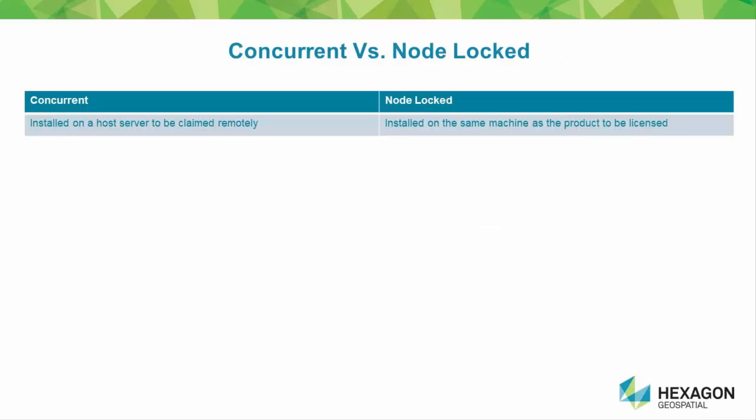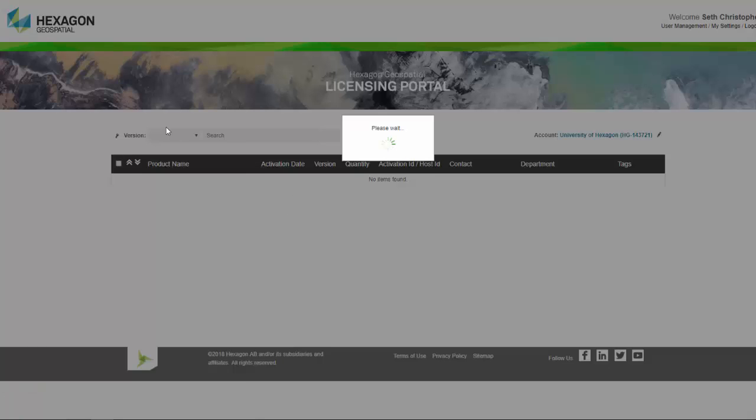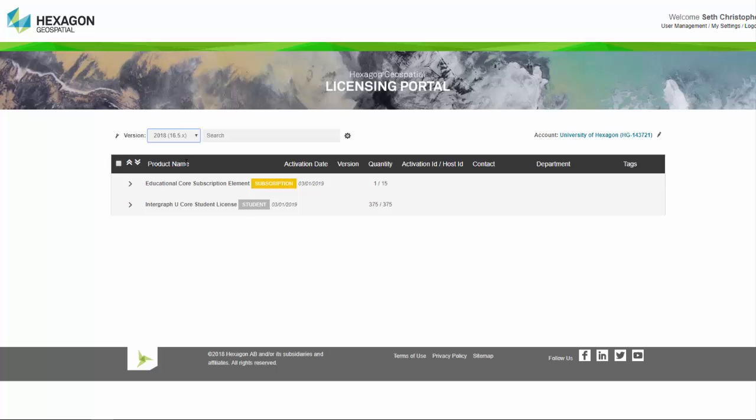This license is concurrent, meaning the University License Administrator will need to add the licenses to a license server and allow students to connect to claim a key. To activate a license, follow these instructions. Log in to the Geospatial Licensing Portal. At the top of the page, make sure the version is set to 16.5.